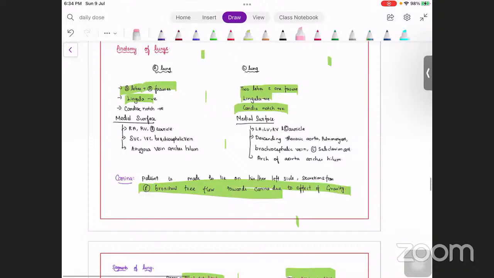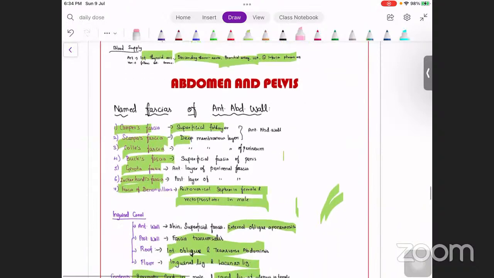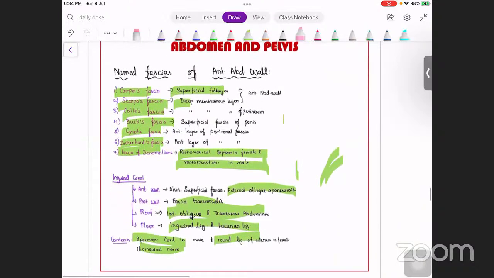Right lung has 3 lobes and 2 fissures, left lung has 2 lobes and 1 fissure. And lingula is seen in left lung, and cardiac notch is seen in the left lung. Okay. Then apart from that, you have Camper fascia, the superficial layer of your anterior abdominal wall. Scarpa fascia is your deep membranous layer of your anterior abdominal wall.